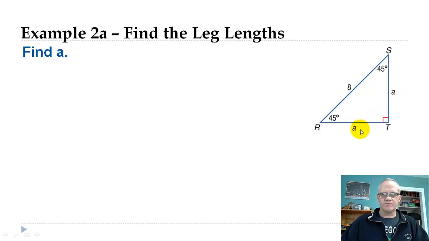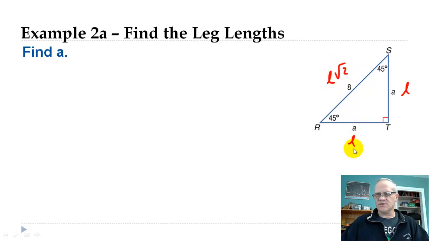But let me start with this. Remember how we've done this before? Remember we called this L, and this was L square root of 2. Okay, so that's the pattern that we're looking at. So if 8 is like the L square root of 2, what did I have to do to get from L square root of 2 back to L?